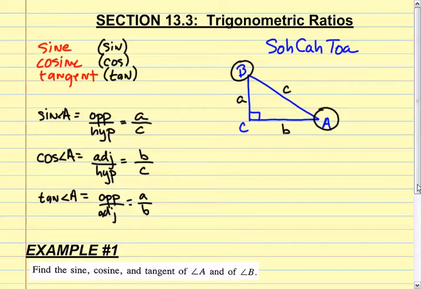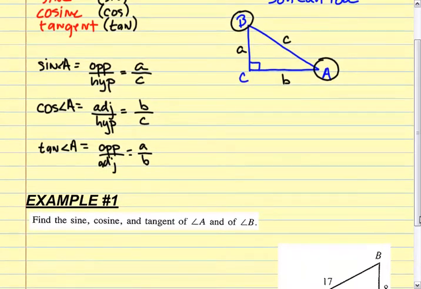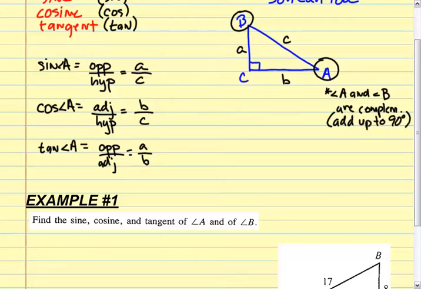So let's look at angle B now. I'm going to make a note there. Angle A and angle B are complementary. I'll abbreviate that. Add up to 90 degrees. Now, let's look at the sine of angle B. Remember, sine is opposite over hypotenuse, and the opposite side of B is little b. And the hypotenuse is C.